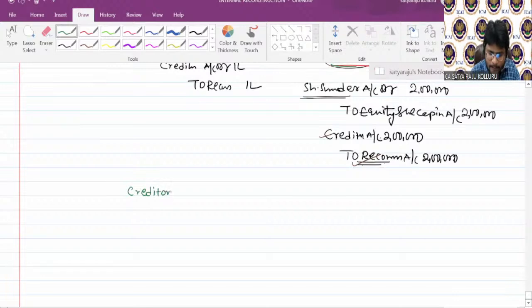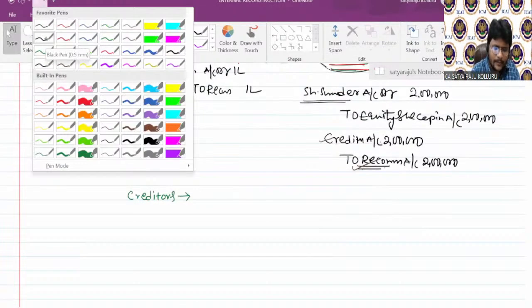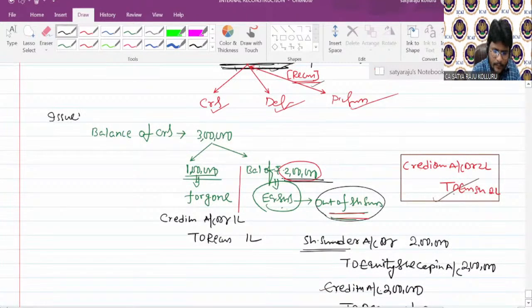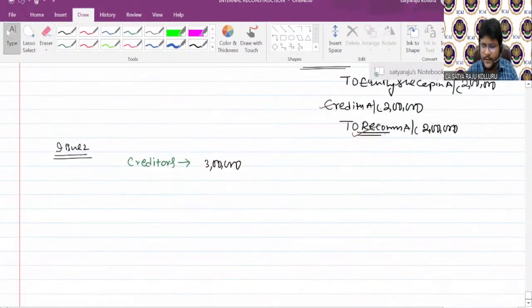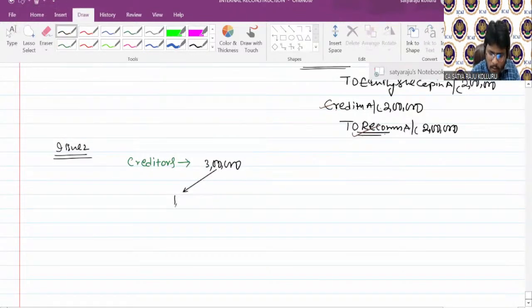Let us assume the creditors amount is again 3 lakhs. So this is issue number 1, and this is issue number 2. Creditors balance is 3 lakhs. Now, out of such creditors of 3 lakhs, 1 lakh, or I can put it as 2 lakhs, not an issue, 2 lakhs is ready to be foregone. So out of the existing creditors balance of 3 lakhs, 2 lakhs is ready to be foregone.